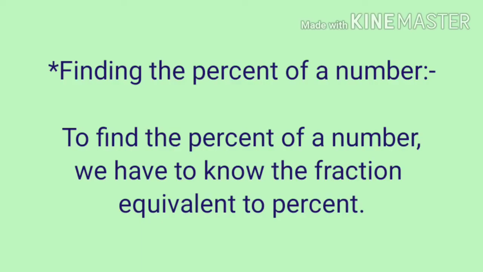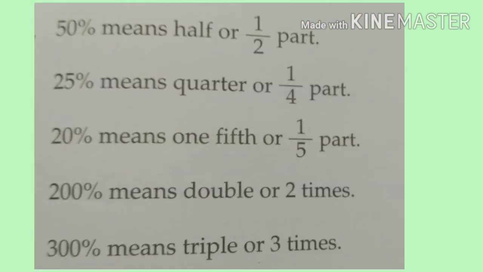Third topic is finding the percent of a number. To find the percent of a number, we have to know the fraction equivalent to percent. So let us discuss about this. 50%, it means half. We can say 1/2 part. 25% means quarter. That is 1/4 part. 20% means 1/5 part.